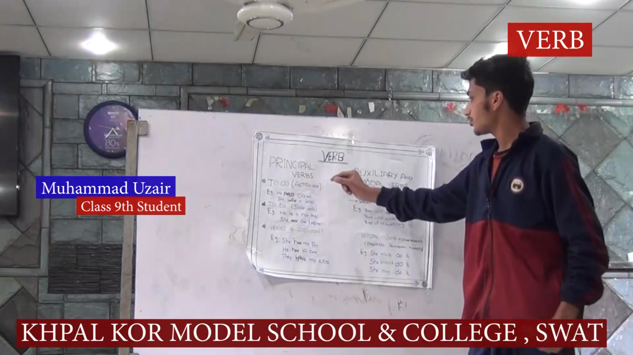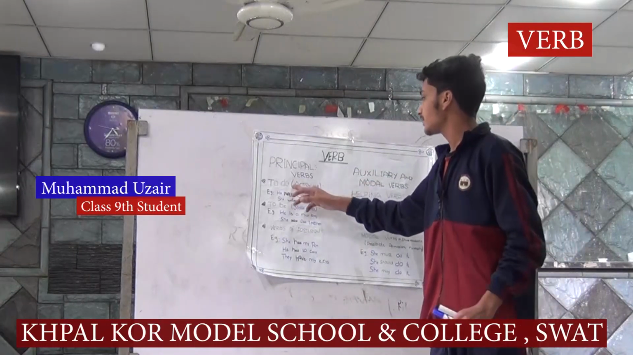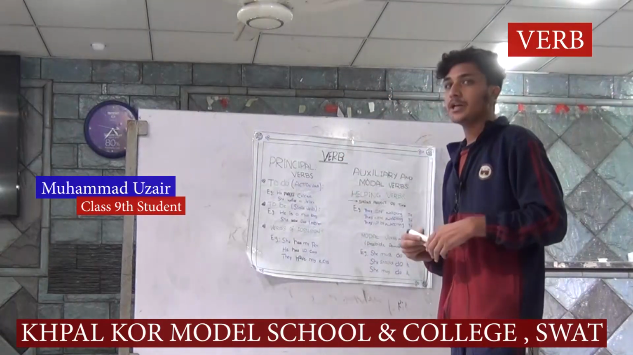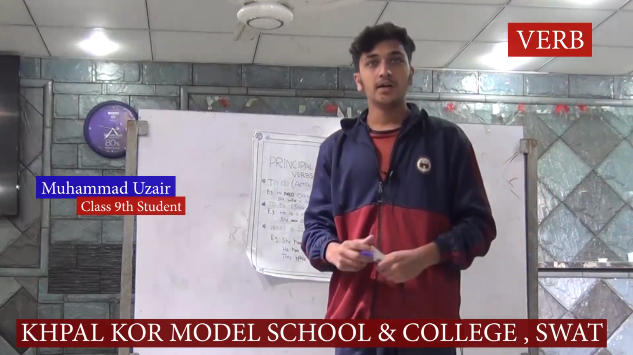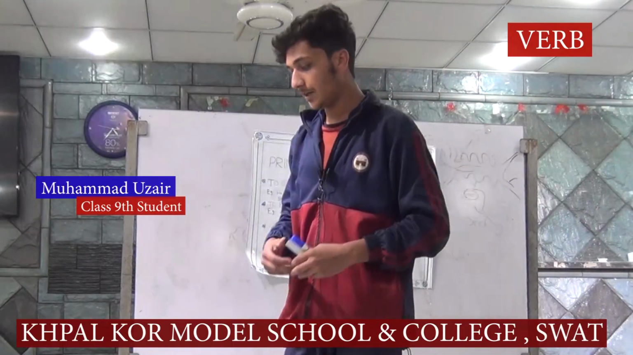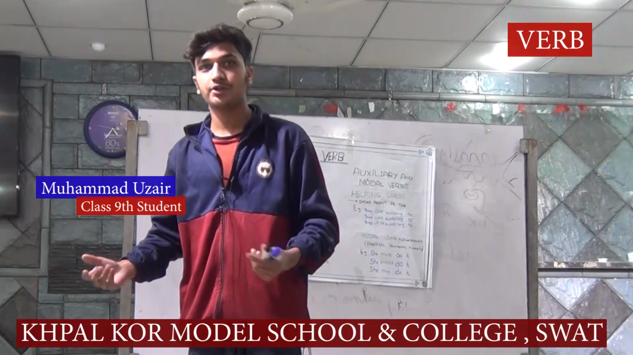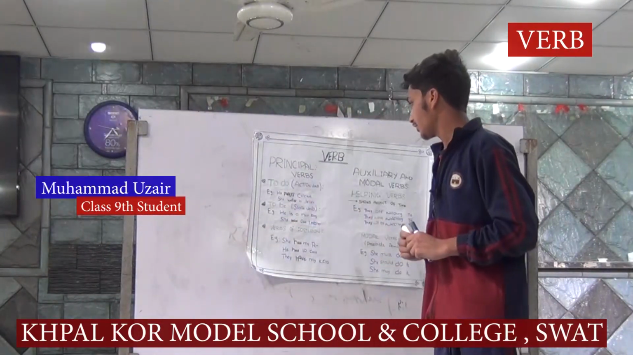So the first function of a principal verb is to show us an action. For example, he plays cricket, so plays is an action. I write. I am walking. I am running. So running is also an action. Playing is also an action. This is called an action verb.